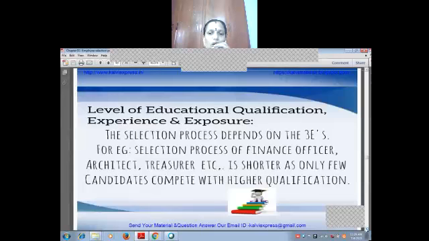That's why it is very complicated. The process of selection will be more. So that much education qualification persons we need, and then experience person we need, and then exposure should be there. So all the three E's should be there. Then only we will take the person.